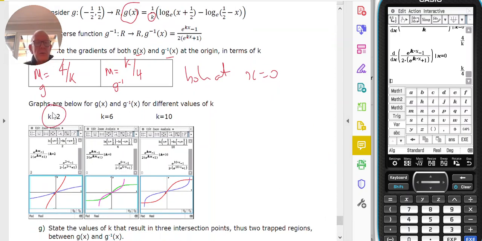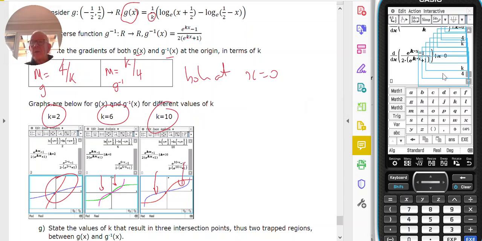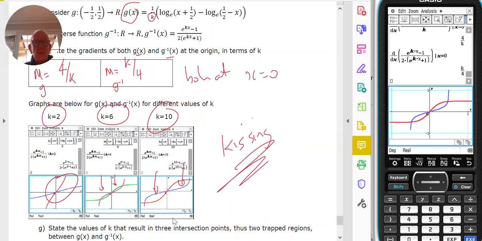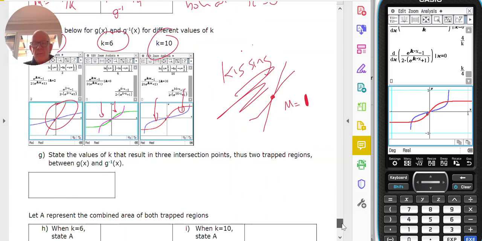Here's the graph of 2, there's no overlapping. Here's the graph of 6, we now have overlapping. Here's the graph of 10, we now have overlapping. Here's the graph of 8, we have overlapping. So this is a kissing function, and it's a kissing function because I've got a logarithm and an exponential. A logarithm and an exponential will just touch when the gradients are equal and the gradients equal 1. So for the gradients to equal 1, k has to equal 4.